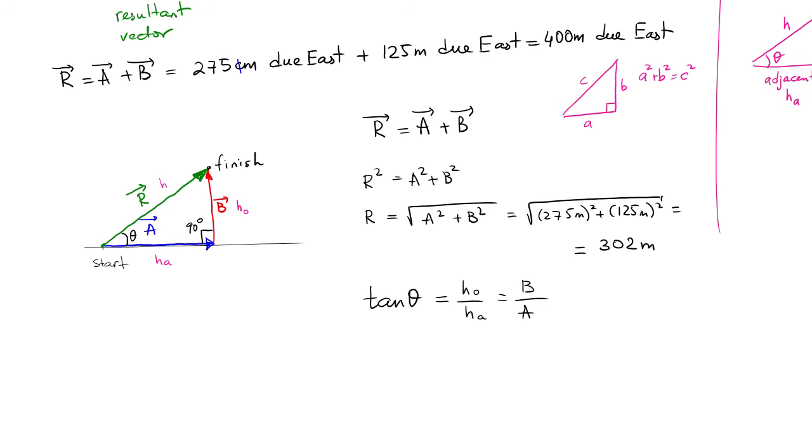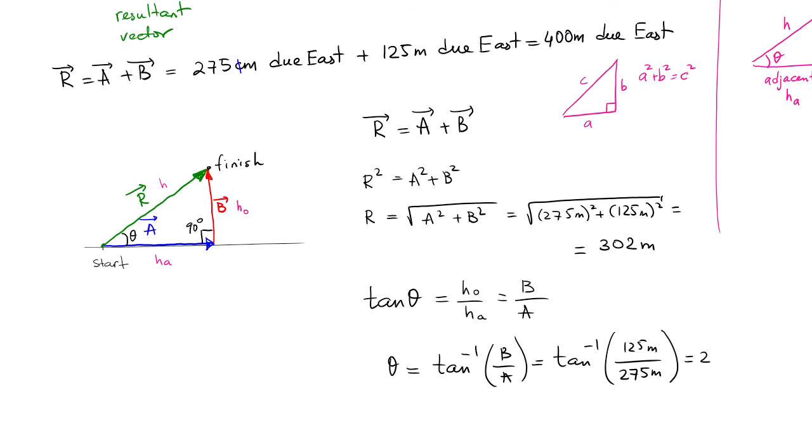Now, to find the value of theta, we have to do the inverse operation, which is the inverse of tangent. So I'm going to write theta equals tangent inverse B over A, which equals tangent inverse 125 meters over 275 meters, and that is 24.4 degrees.